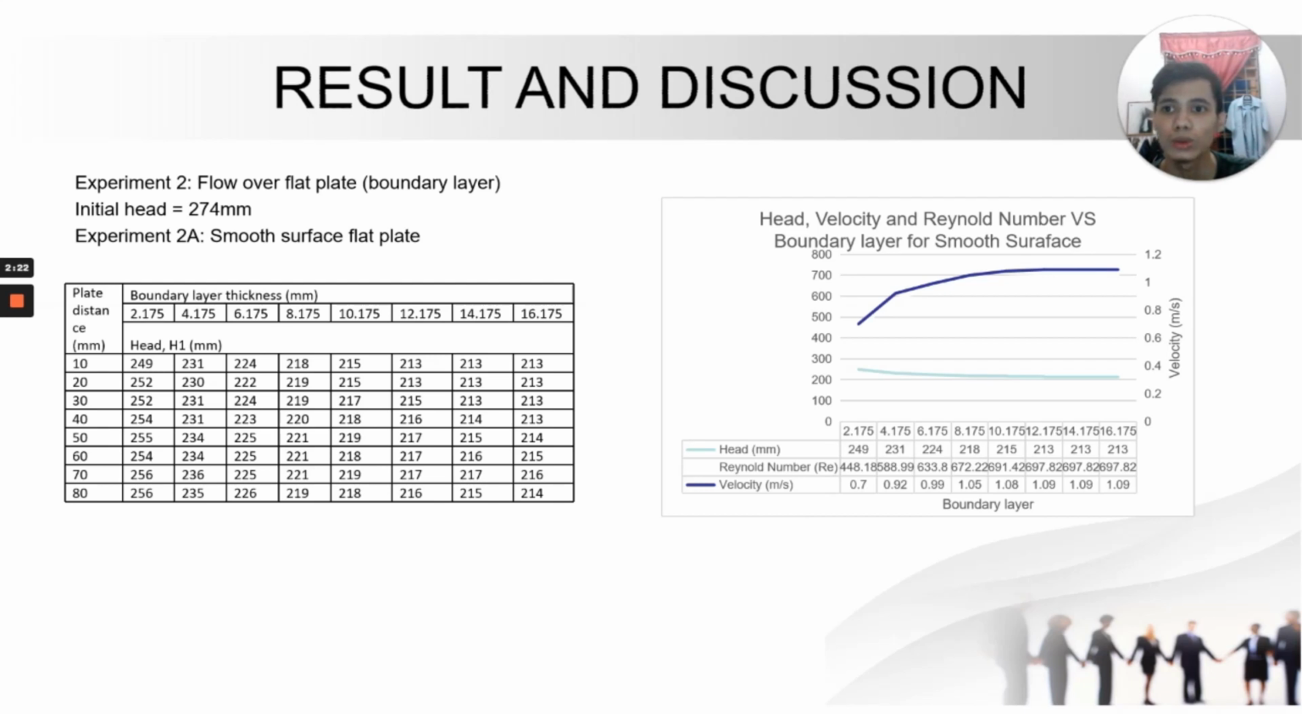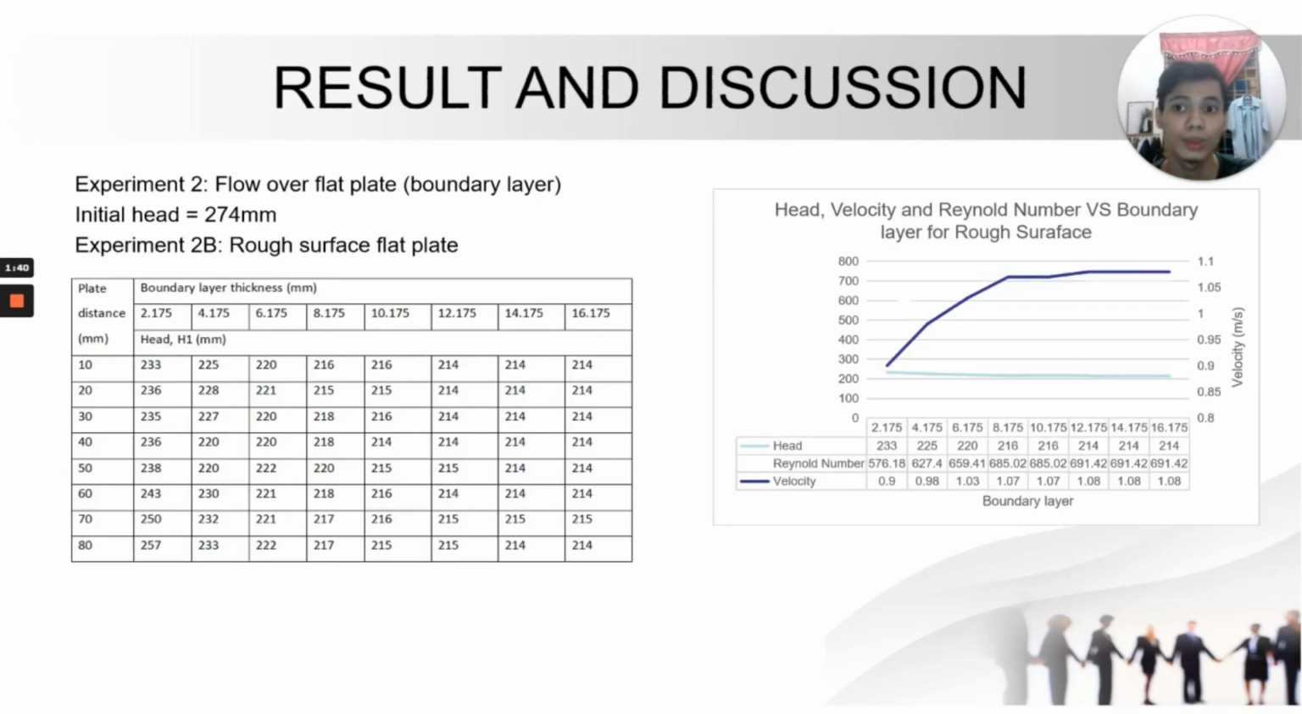For experiment 2, we divided the experiment into 2A and 2B. For 2A, the smooth surface flat plate, from the data that we recorded, we created a graph of the height, velocity and Reynolds number versus boundary layer. For experiment 2B, which is the rough surface plate, we also plotted a graph according to the data that we received.